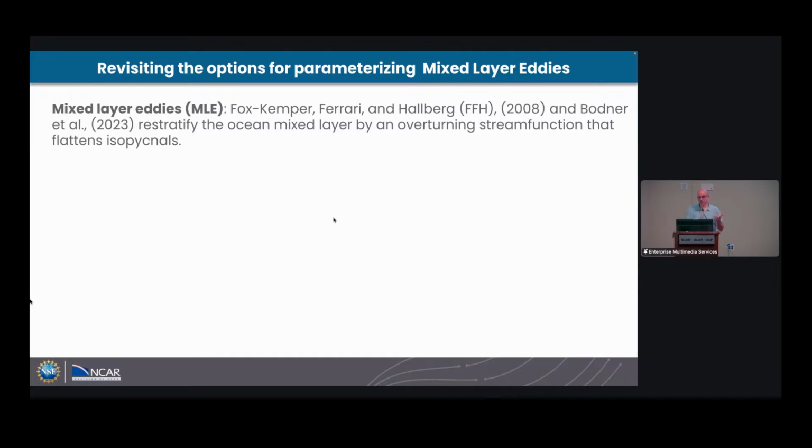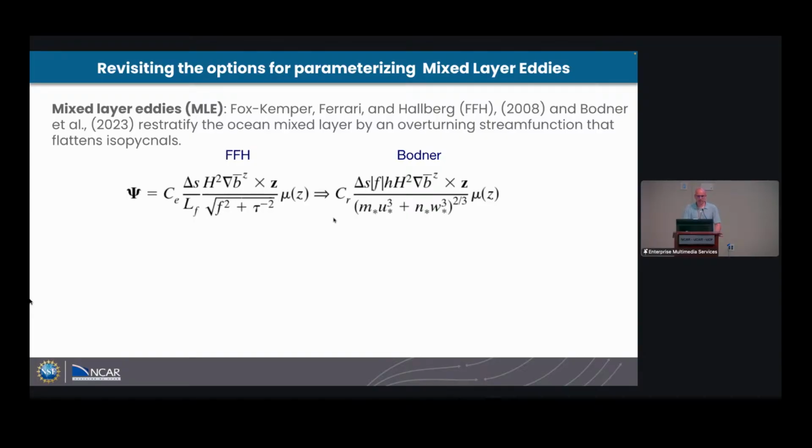There's the Fox-Kemper-Ferrari-Hallberg scheme, which you call the FFH scheme, which is the original scheme. And then the later one, Bodner et al. 2023. They both restratify the ocean mixed layer by an overturning stream function that flattens isopycnals. And the way they're coded is through this stream function. So FFH is on the left and Bodner is on the right.